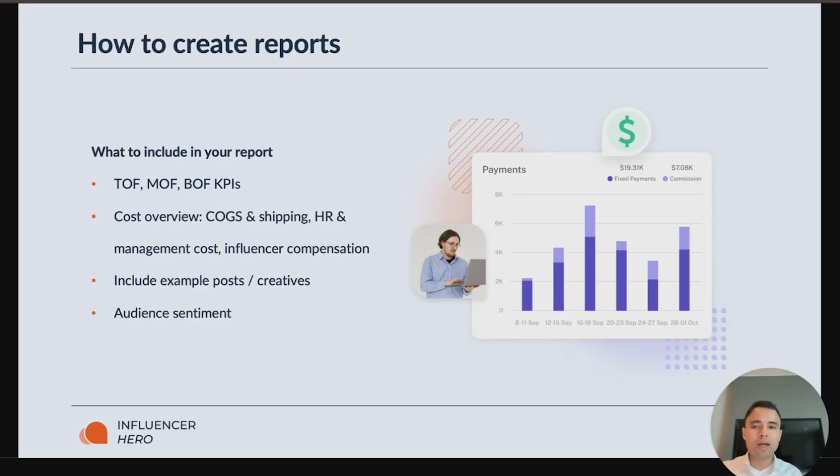We don't. So the cost of your influencer program is divided between the cost of goods sold of your seeding, shipping, influencer compensation, which can be fixed or affiliate. And then your management cost is not included in your ROAS calculations.